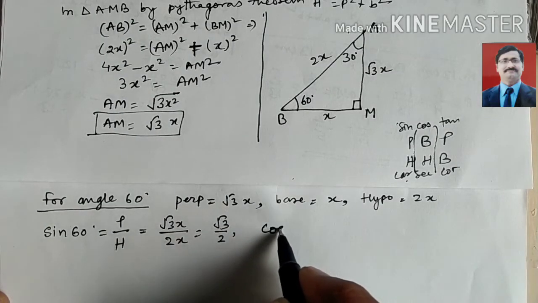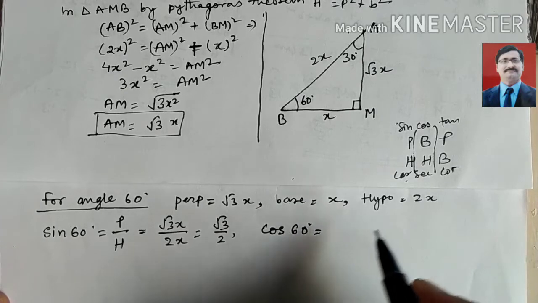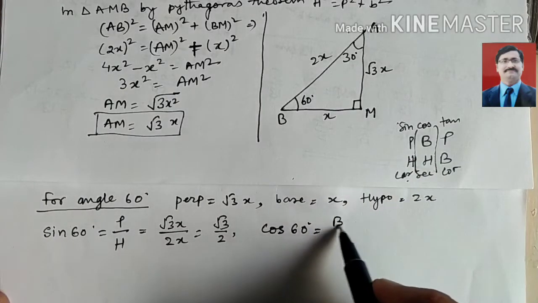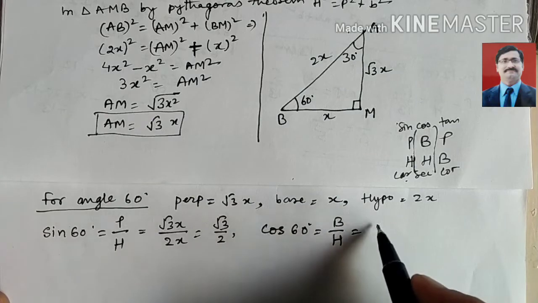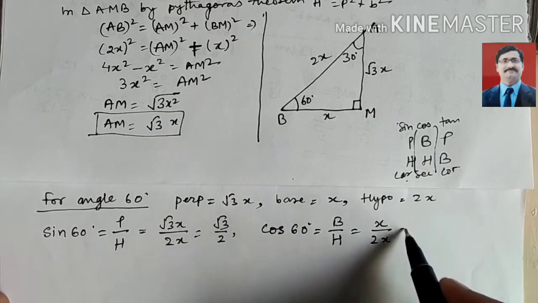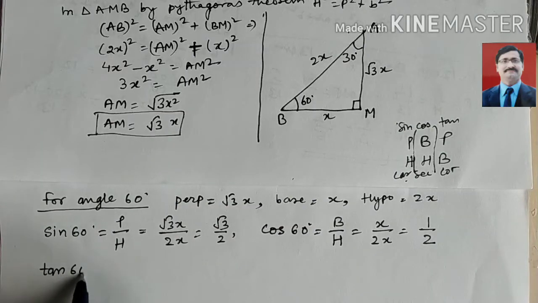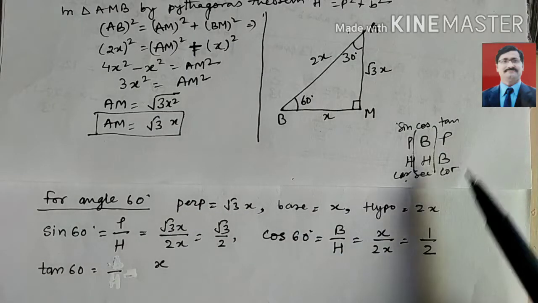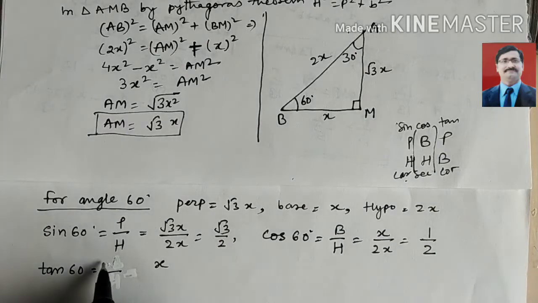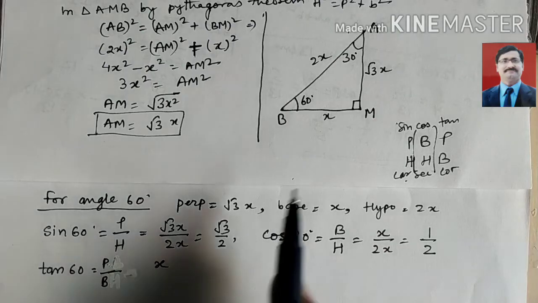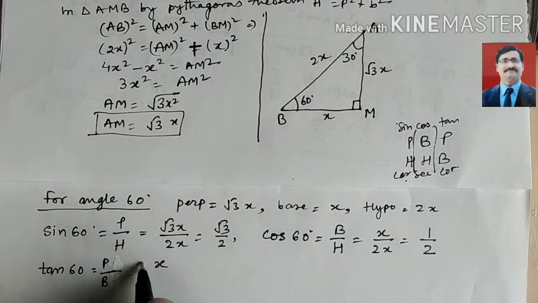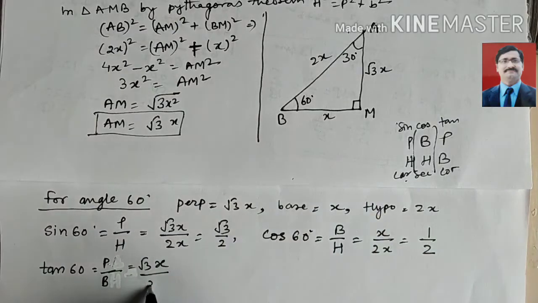Similarly we find cos 60, and cos 60 will be equal to base upon hypotenuse. Base is x and hypotenuse is 2x, so we get here 1 upon 2. Now if you have to find tan 60, then tan 60 is perpendicular upon base. Perpendicular is root 3 x and base is x. So we get tan 60 is root 3.